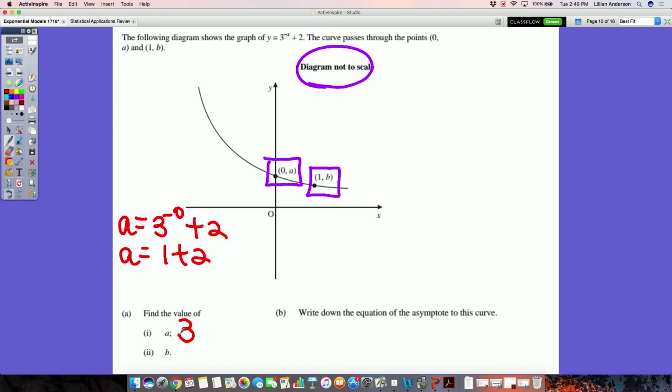And then you can do the same thing to find b. Plug in b for y, 1 for x, and solve for b. When you do 3 raised to the negative 1 and then add 2, it's not a whole number. It is a decimal or a fraction. I prefer the fraction answer, but you can give me the decimal to 3 significant figures.